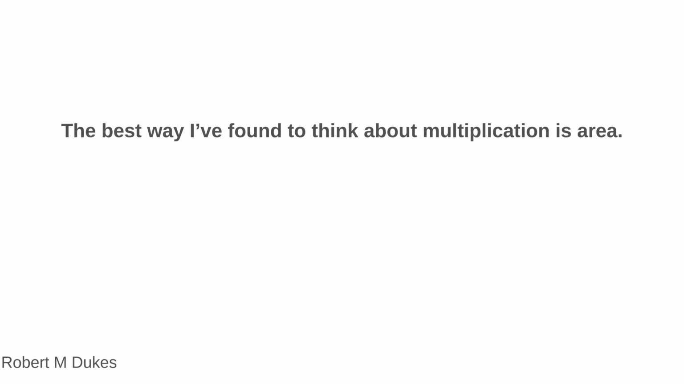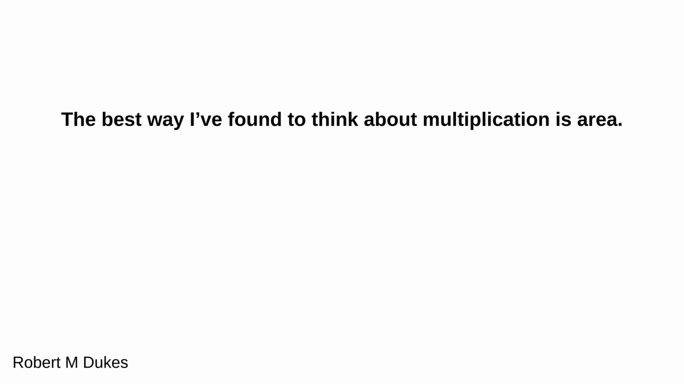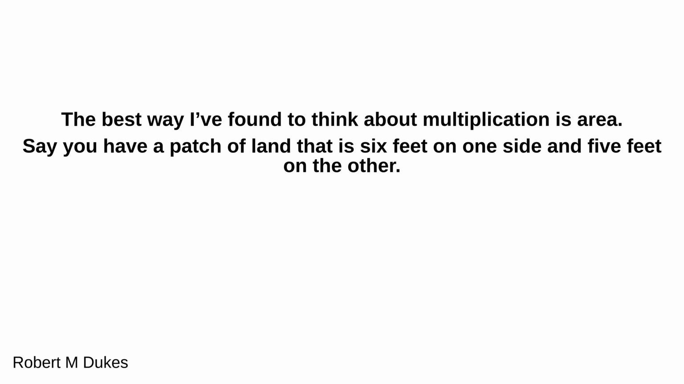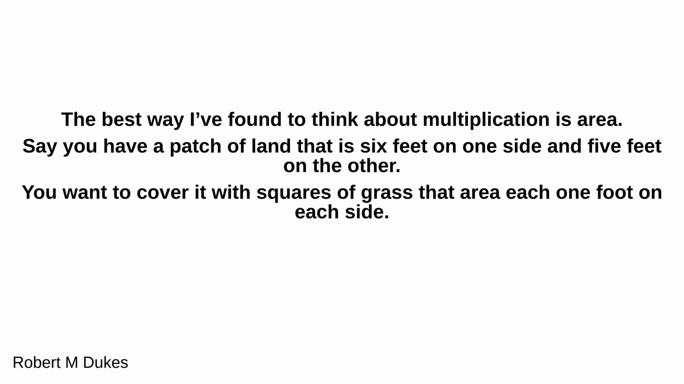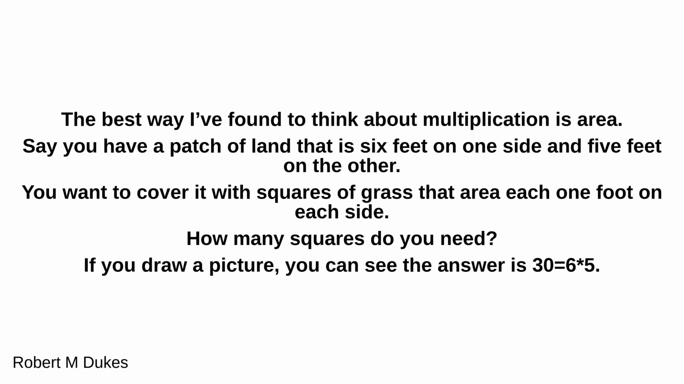The best way I've found to think about multiplication is area. Say you have a patch of land that is 6 feet on one side and 5 feet on the other. You want to cover it with squares of grass that are each 1 foot on each side. How many squares do you need? If you draw a picture, you can see the answer is 30 equals 6 * 5.